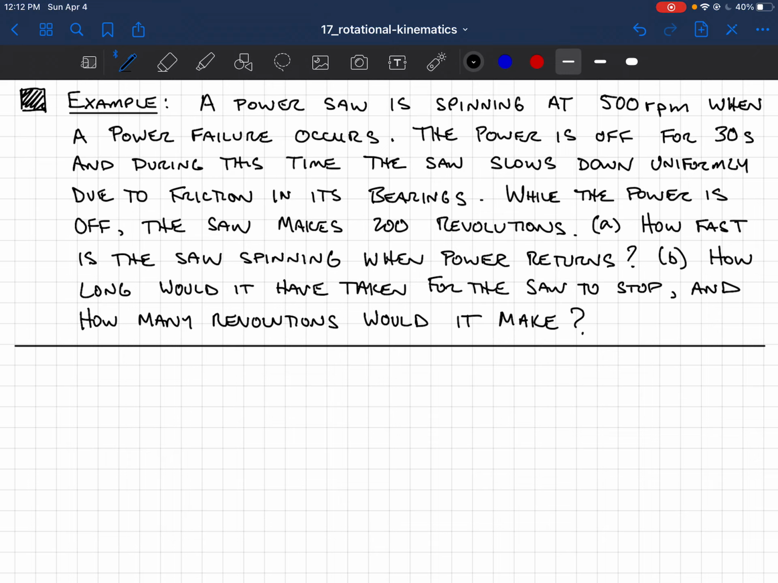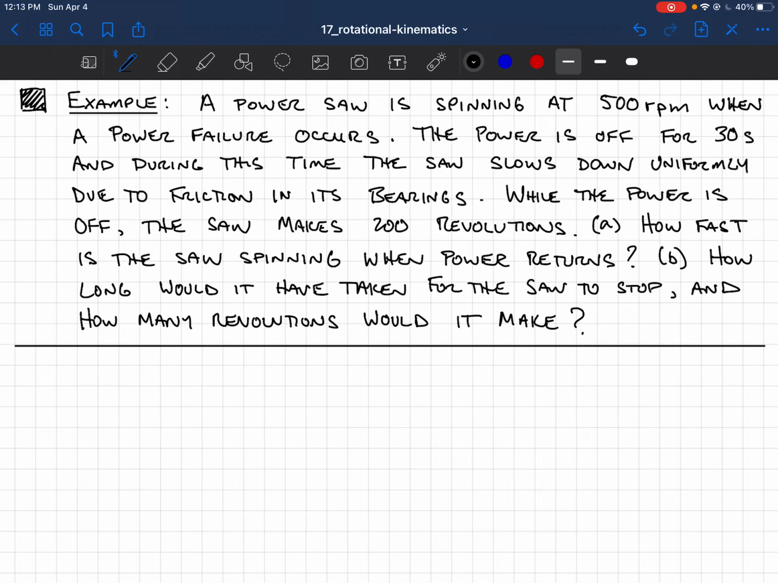A power saw, so this is like a circular cutting saw, is spinning at 500 RPMs. RPMs means rotations per minute, so that's actually an expression for the frequency. A power failure occurs, and the power is off for 30 seconds, during which time the saw slows down uniformly. So that means a uniform rotational acceleration, and that's because of the friction in its bearings. So while the power is off, the saw makes 200 revolutions.